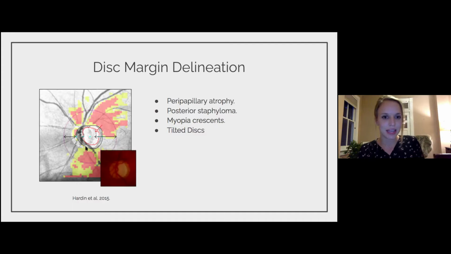And this can be tough to pick up in more subtle cases because we're not always looking at the fundus photo and comparing to our OCT delineation. So it can be easy to miss.